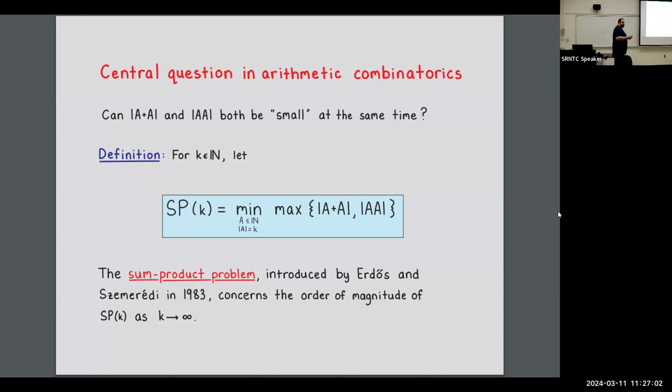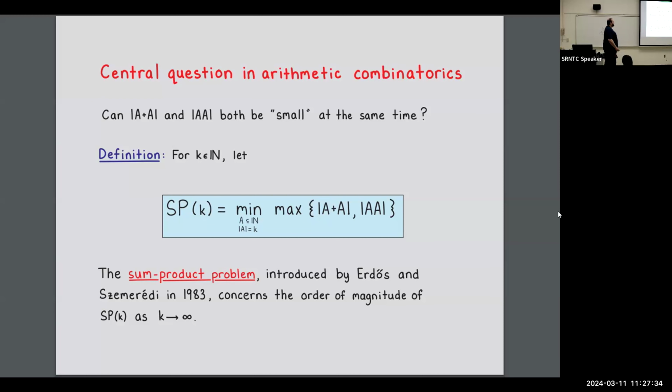To make this more official, here's a definition. Fix the size of the set, so k is the size of the set. Then look at every possible choice of k positive integers, and for each of those choices, take the larger of the 2. You want to minimize that maximum, because what you really want to ask is, how small can I make both at the same time?